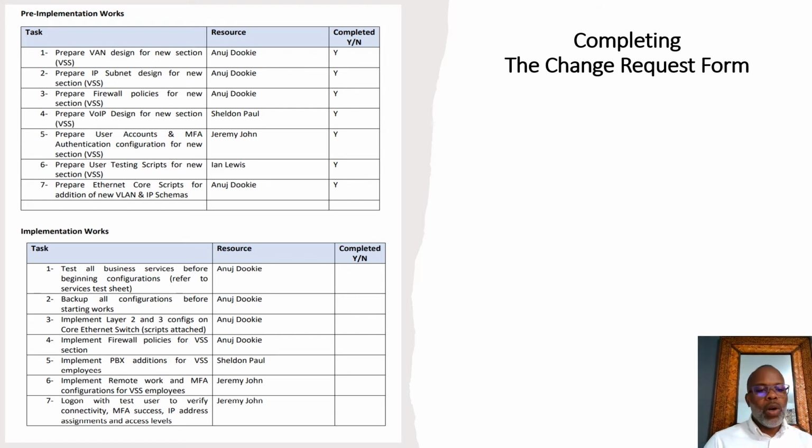Look at point 1 under implementation works. Test all business services before beginning configurations. Refer to services test. As I mentioned, that's a services list that we would work with the customer to define. Backup all configurations. Point 2, implement layer 2 and 3 configurations.